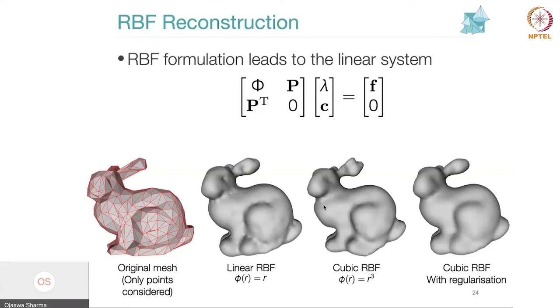Let's take a look at some of the results. Let's say we have this bunny mesh, and for now let's ignore the mesh and only consider the points. You have this linear RBF, where the RBF function was a linear function, phi(r) equals r. You could change the RBF function to be a cubic. In that case, you get a smoother surface, but there is some shrinkage of the bunny. You could regularize the cubic RBF, and that gives a better appearance.